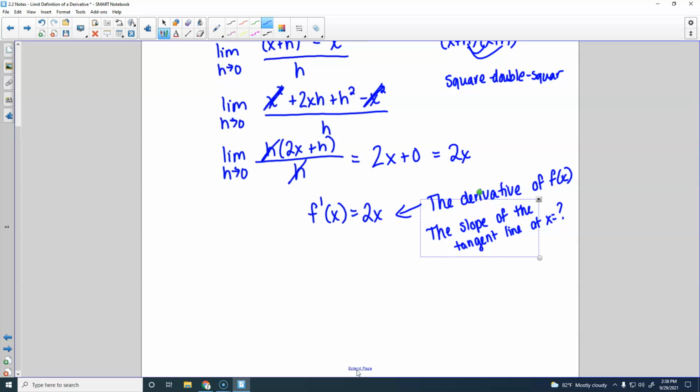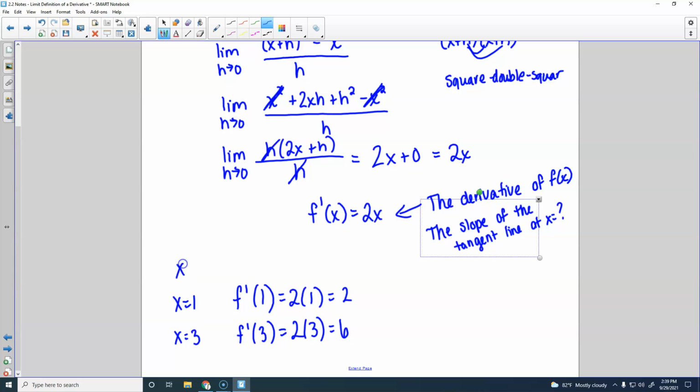The problems I gave you before, you had a specific point. I thought the slopes are different at different points. They are. So if I go to 1, at x equals 1, f prime of 1 would be 2 times 1. So at x equals 1, my slope would be 2. And if it was at 3, then you just plug 3 into the derivative. 6. If it was x equals negative 5.